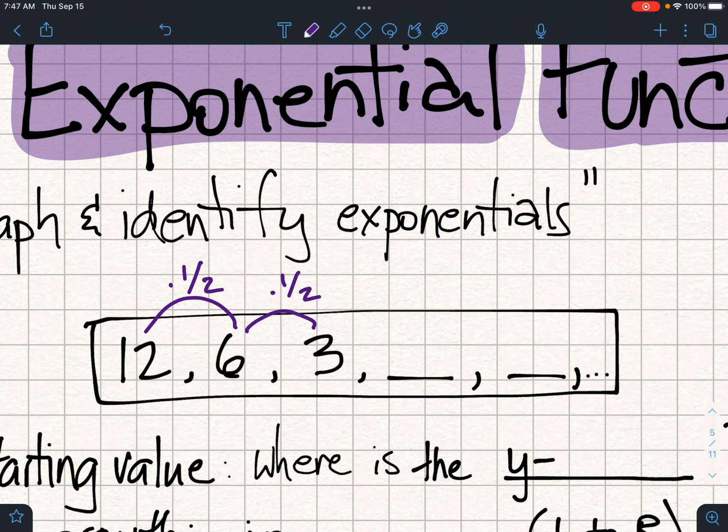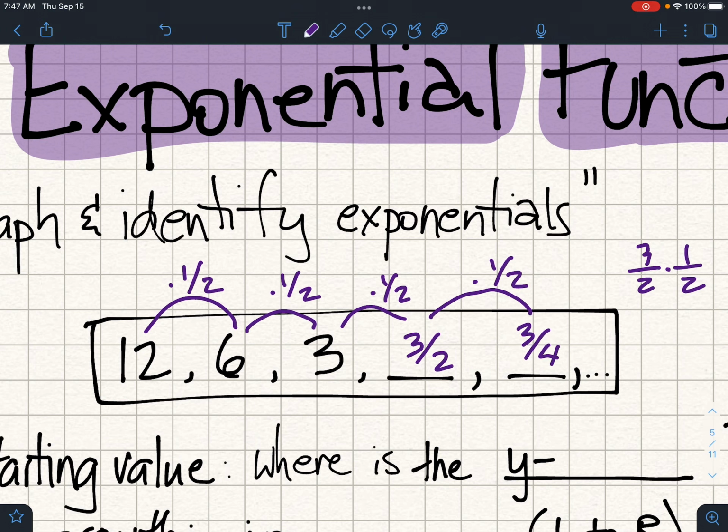So what is half of 3? 3 times a half is 3 halves. I know you could say 1.5, but it's probably best to stay in that fractional sense, because I can take 3 halves times 1 half and then just multiply numerators and denominators, and get 3 over 4.